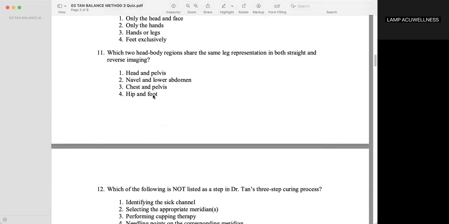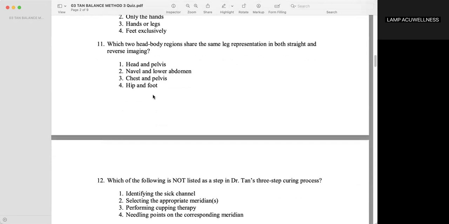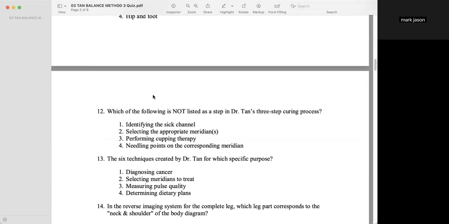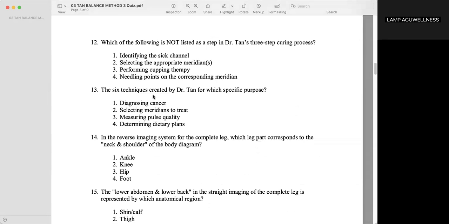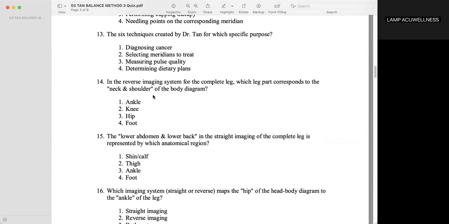Which two head-body regions share the same leg representation in both straight and reverse imaging? Navel and lower abdomen. Which of the following is not listed as a step in Dr. Tan's 3-step curing process? Performing cupping therapy. The 6 techniques created by Dr. Tan is for which specific purpose?